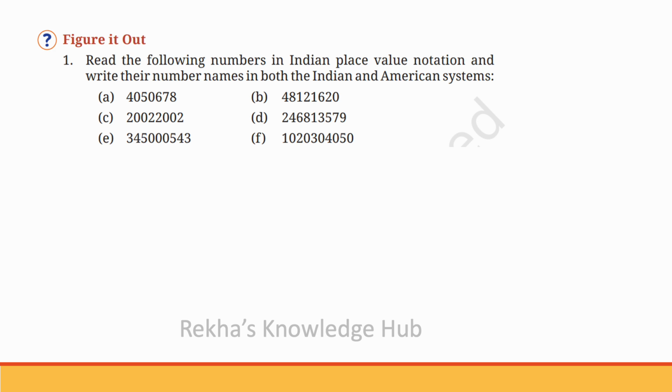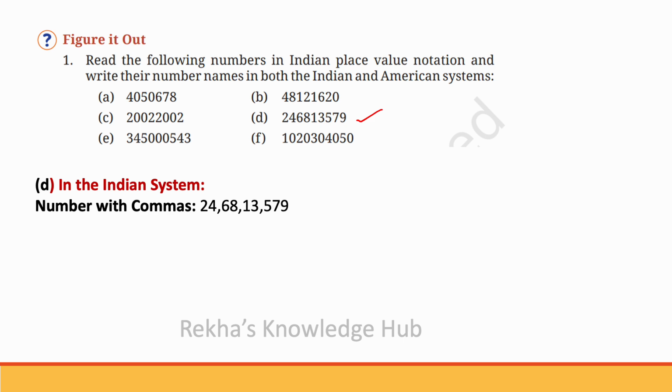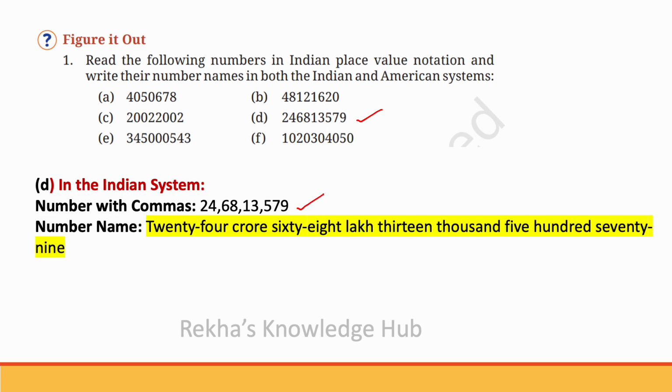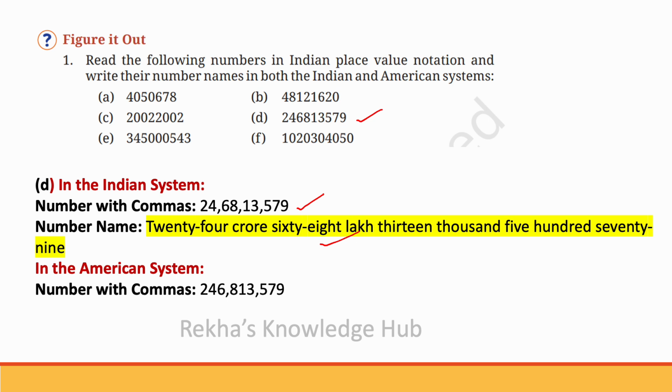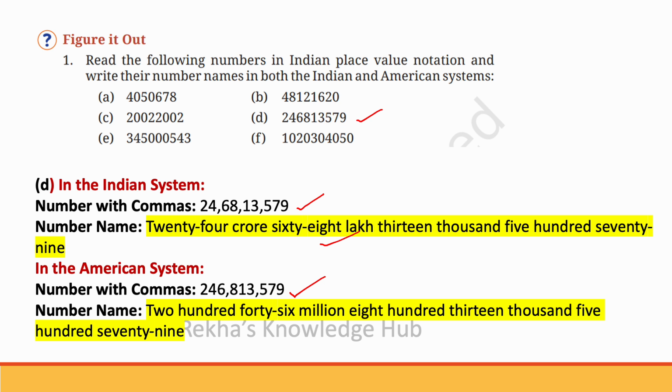The next number, 246813579. So in the Indian system, you put commas like this: 24,68,13,579. So the number name is 24 crore 68 lakh 13,579. Then the American system, you put commas after every 3 digits from the right. So we will put commas like this. How do you read this number? The number name is 246,813,579.